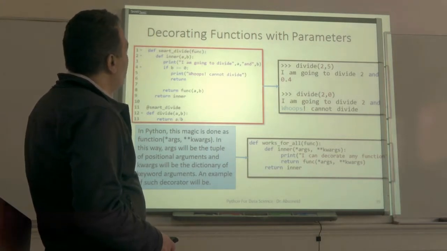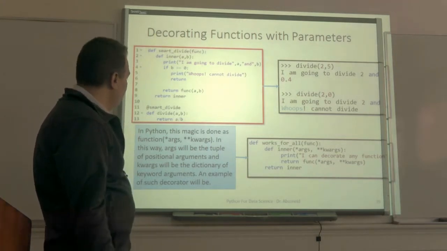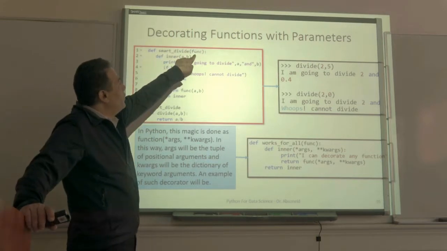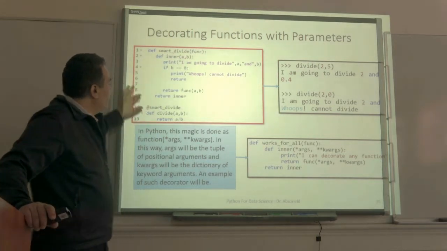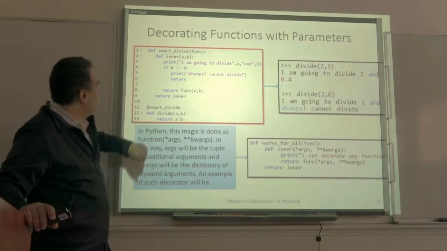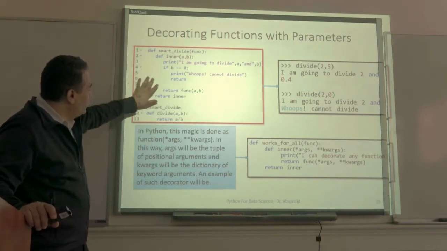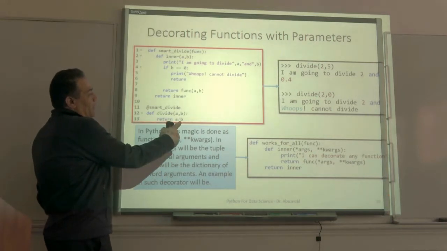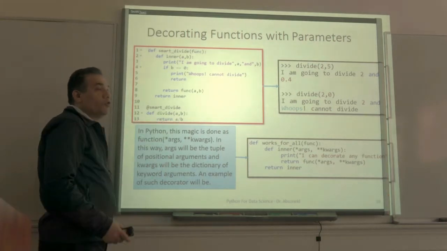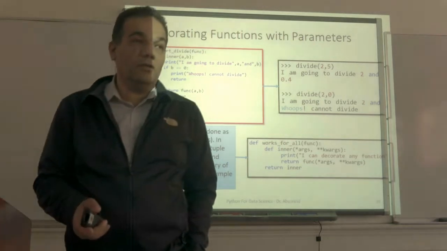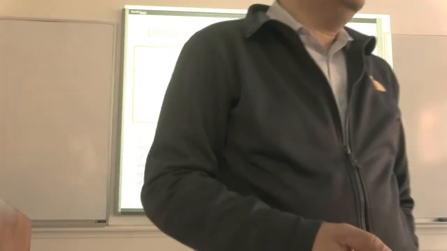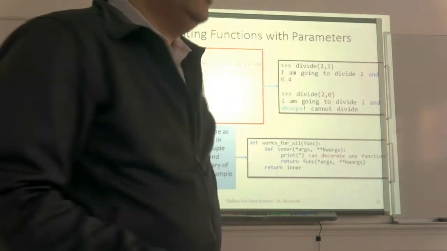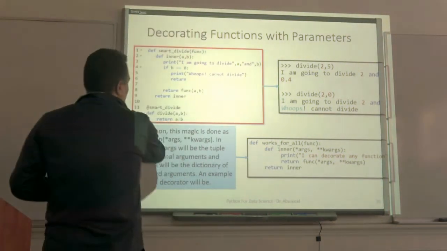Decorating functions with parameters. Let's take a look at this example quickly. In here, smart divide. Let's look at the function first. What does the function do? Divide A by B will return A by B. This is simple. Can you create a better divide program? Sure, you have to try and except because it could be zero, right? So this is the function.